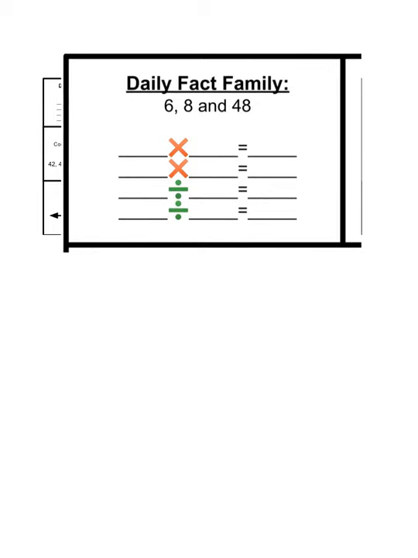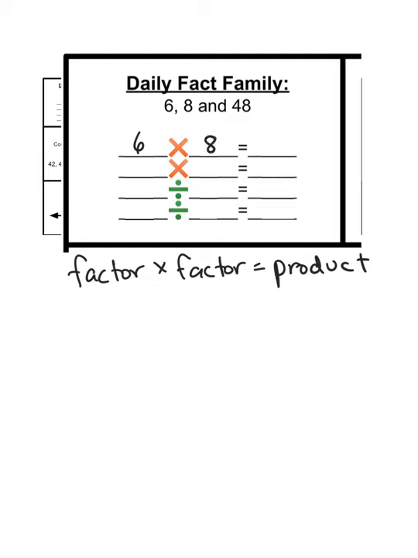So the first thing you should do is ask yourself, what are the vocabulary words that we've been practicing as we go through solving our multiplication and division equations? Thanks to the commutative property, we know that we can multiply the factors in either order and still get the same product or answer. With division, it works a little bit differently.